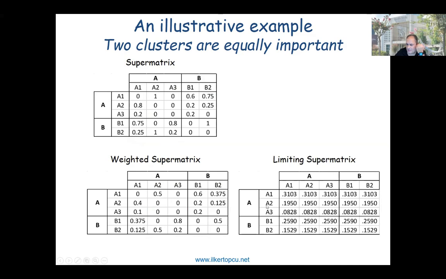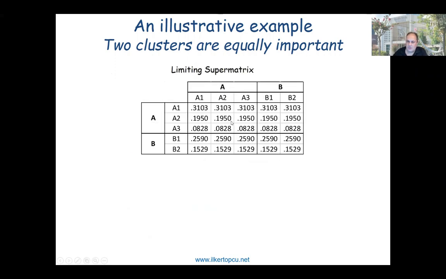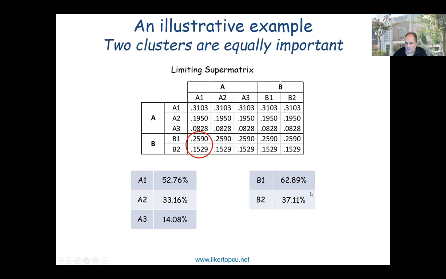And the limit matrix is something like this. As you see, in the first row, I am always seeing the same numbers, 3103. In the second row, 1950, 1950. Okay, this is the limit supermatrix. Then clusters are equally important. If you want, you can have cluster normalizations. The 3 numbers' total is calculated. Each number is divided by the summation. And you have 100% total for the cluster elements. And also for the second one, you make this normalization.